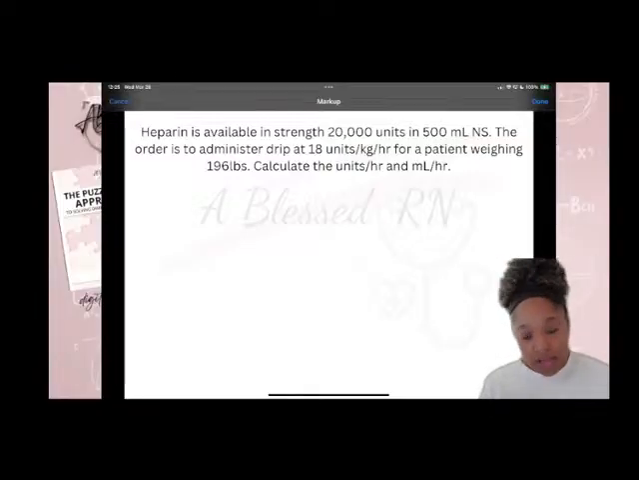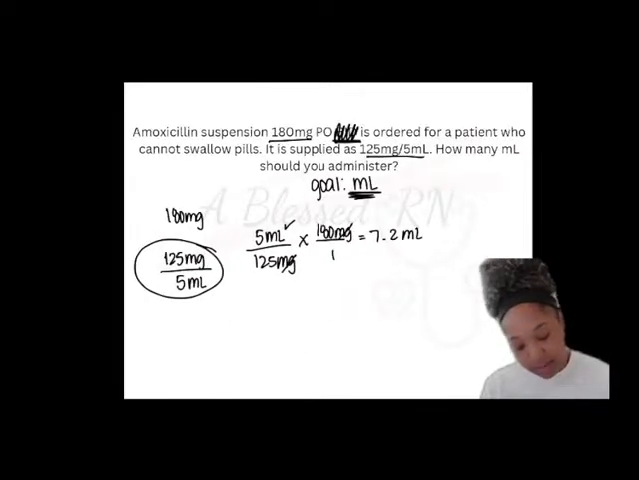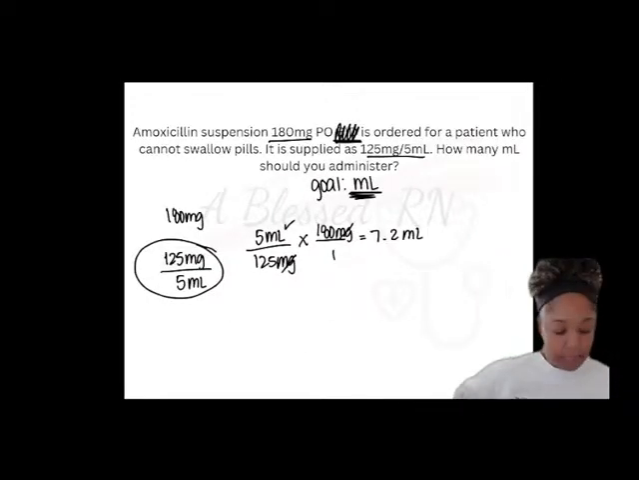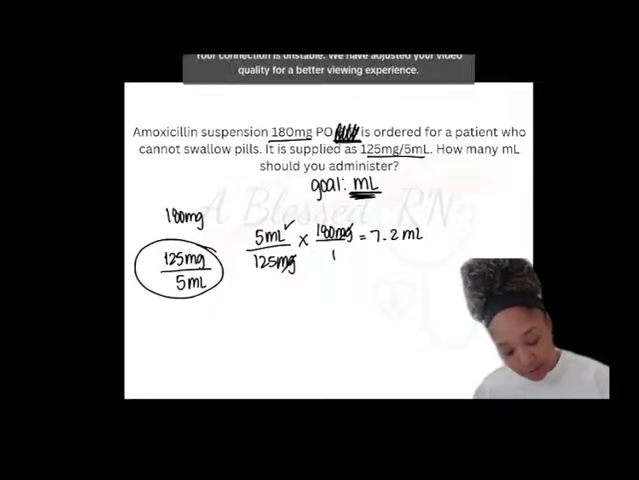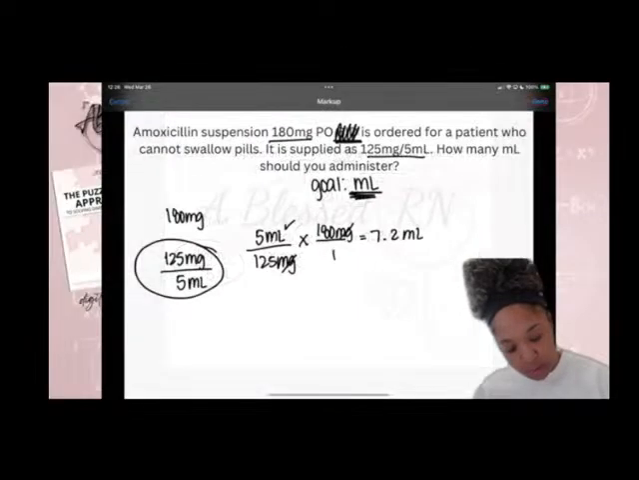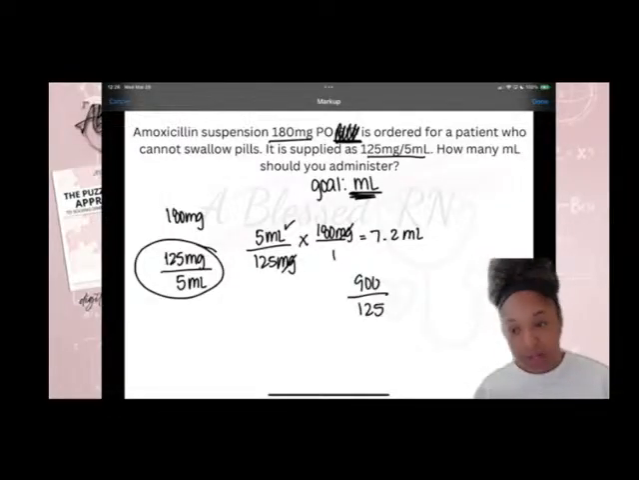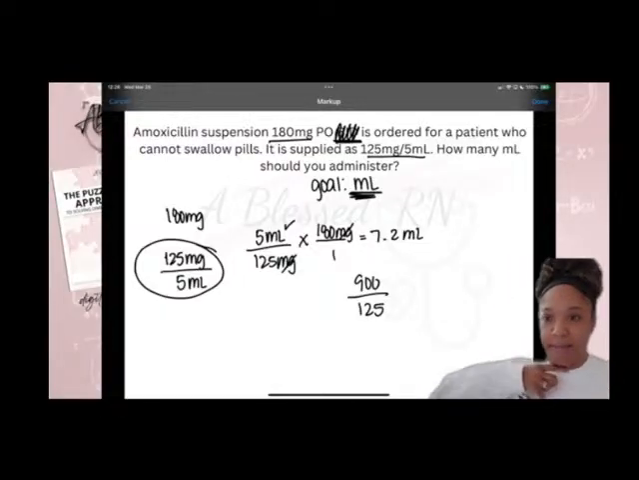Okay, hold on. We got questions. Wait a minute before I get into heparin. So you do 5 times 180, which is 900. So 900, and then over 125. And you just divide the top by the bottom. I'm sorry, y'all. Y'all had questions and I moved on.